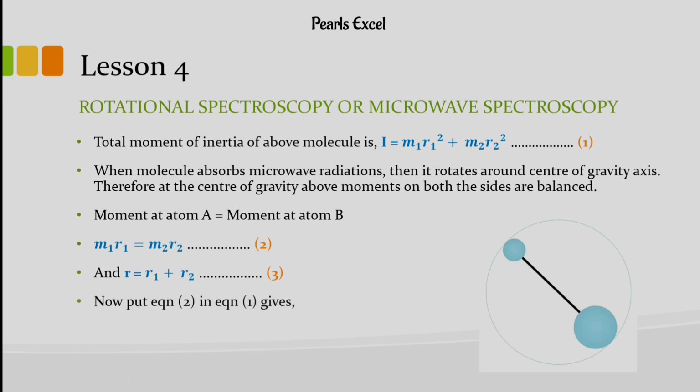Now put equation number 2 in equation number 1, and you will get the following formula: I is equal to m2 r2 r1 plus m1 r1 r2. Further, we take common terms outside and get I is equal to, in bracket, m1 plus m2 multiplied with r1 r2. Assign this as equation number 4. Up to this we have set 4 basic equations. Now using these equations, we solve the further derivation.